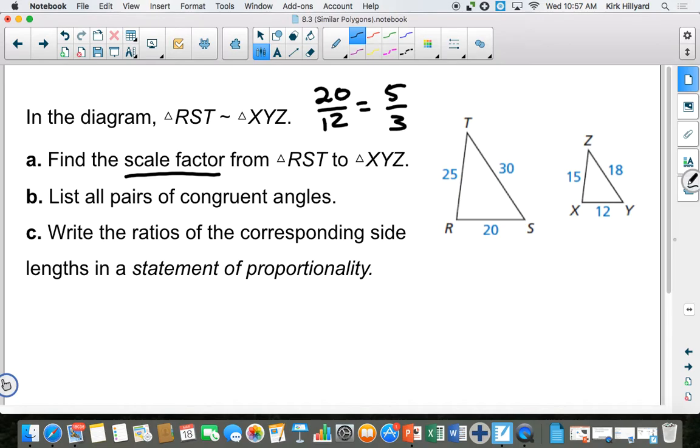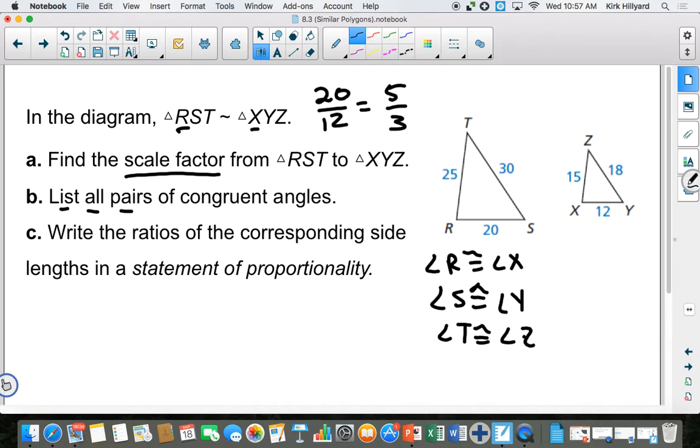They want you to list all the pairs of congruent angles, and we'll just do this quickly here. Angle R is congruent to angle X. Angle S is congruent to angle Y, and angle T is congruent to angle Z. So there's my angles. So that's part B.